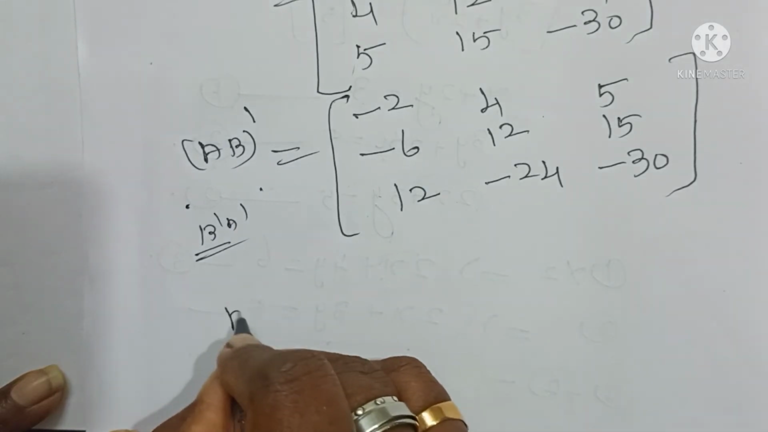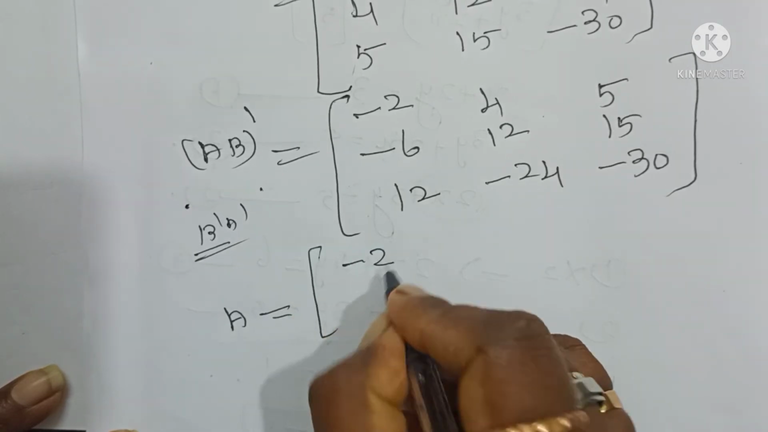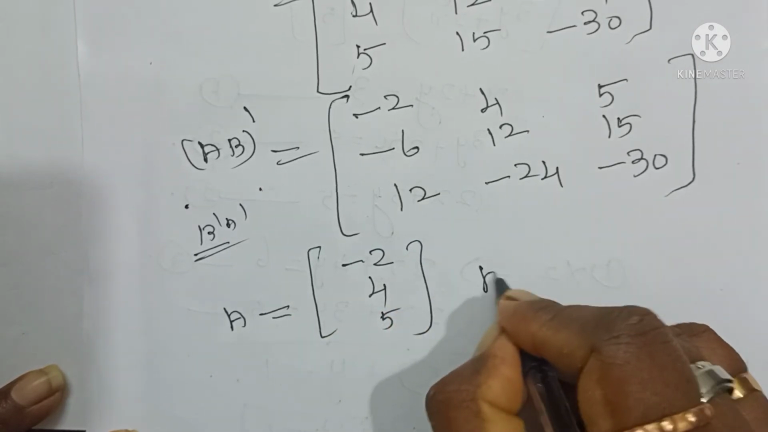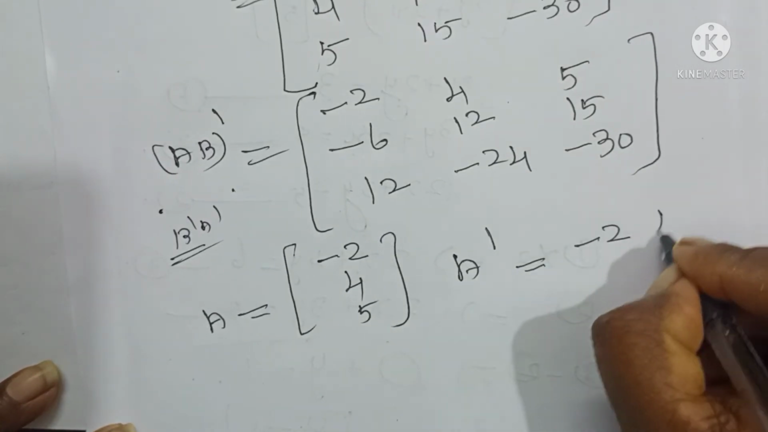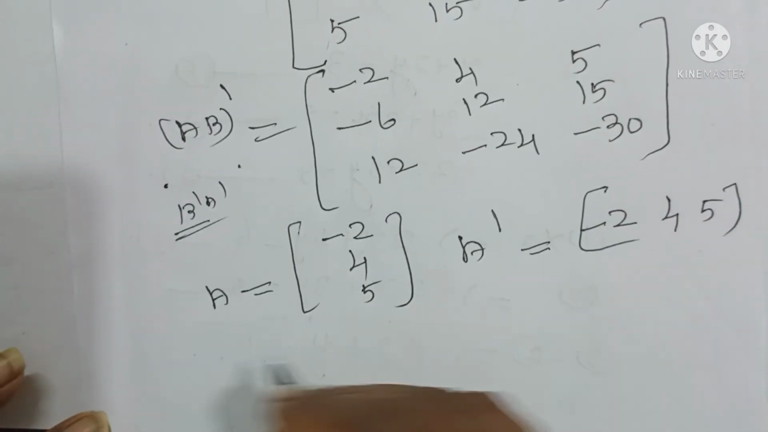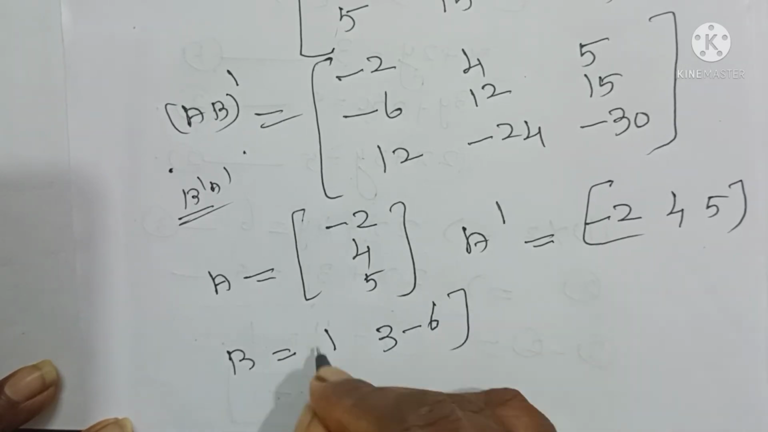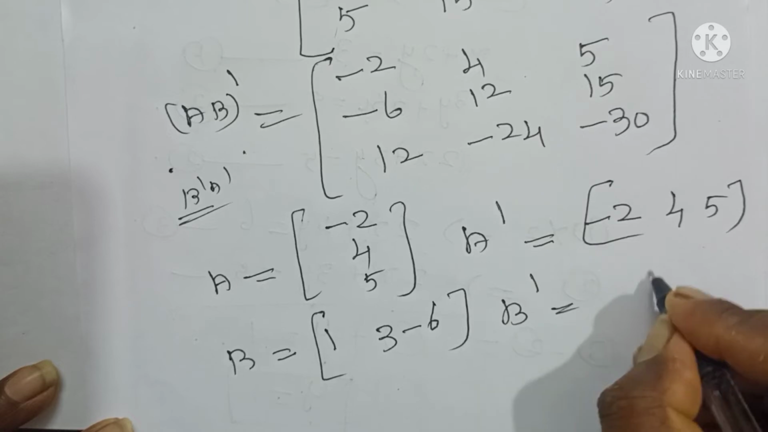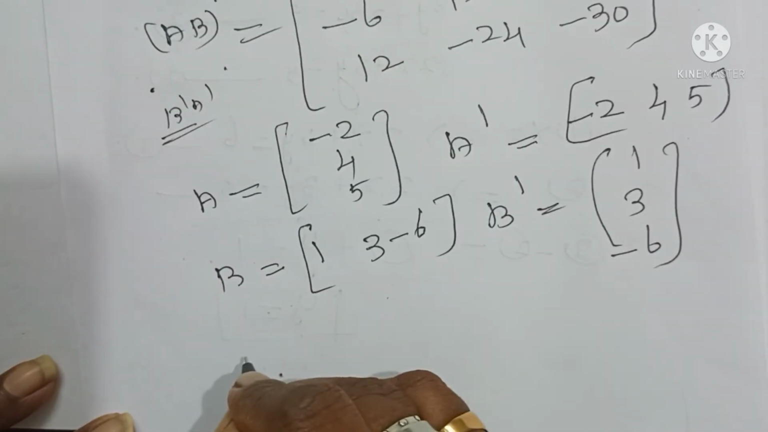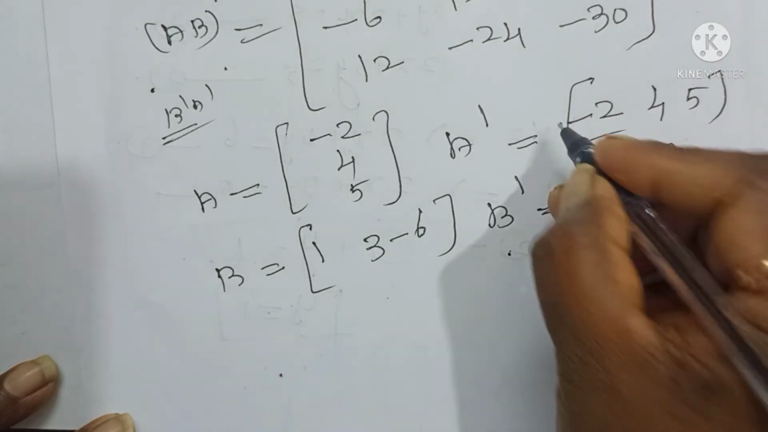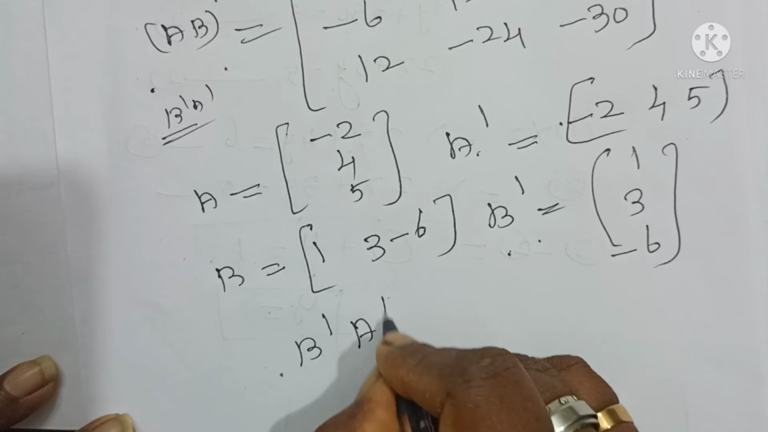So you have to find A dash. What is A? Minus 2, 4, 5. So A dash is equal to, you have to interchange rows and columns, so minus 2, 4, 5. Then what is B? 1, 3, minus 6. So what is B dash? 1, 3, minus 6. Then you have to multiply B dash into A dash, not A dash into B dash. You have to multiply B dash into A dash.